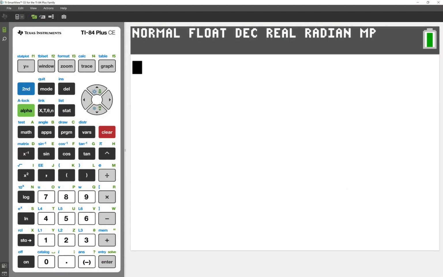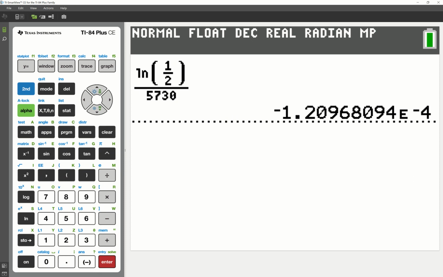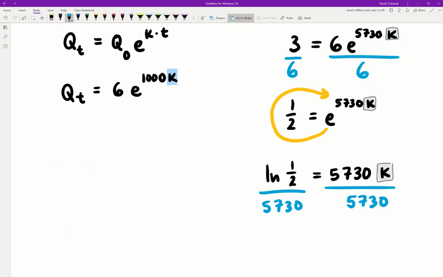So let's go to the calculator here and let's punch that in. So that's going to be the natural log of the fraction 1/2 over 5,730. And if we punch that in and press enter, you can see that the calculator gives us this result in scientific notation. That's what that capital letter E stands for. We've talked about that sort of thing before. That means that this number is so small that the calculator is going to have to represent it in this way. And if we wanted to figure out what number this exactly is equal to, we would just move that decimal point to the left 4 spaces and fill in those spaces with zeros, and that would be the actual number that this corresponds to.